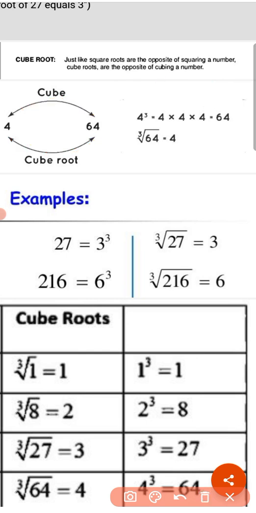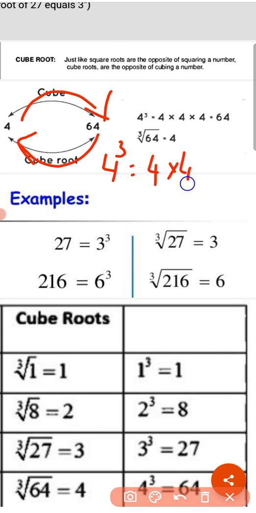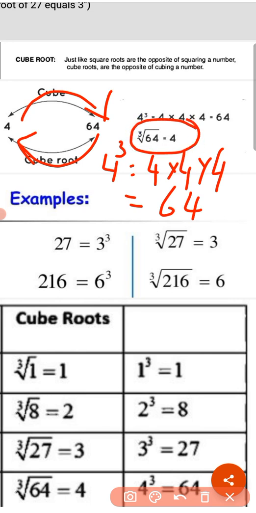See, 4 cube is equal to 64. Cube root of 64 is 4. Opposite. 4 cube means 4 multiplied by 4 multiplied by 4, which is equal to 64. 4 into 4, 16. 16 into 4, 64. So we can say that the cube root of 64 is 4.